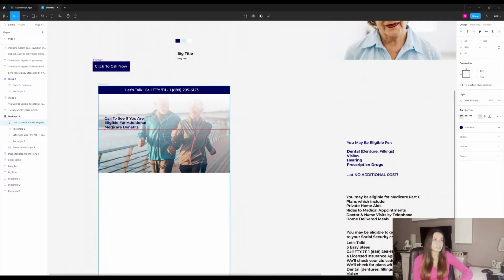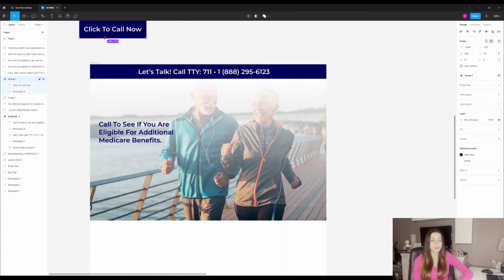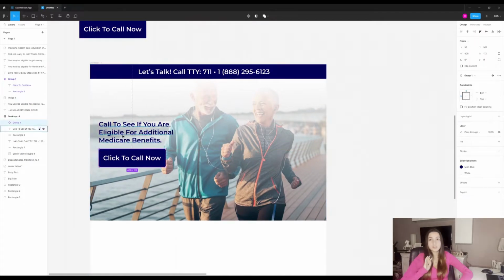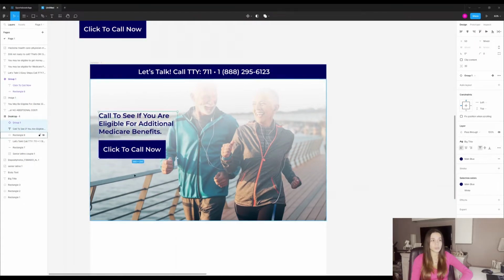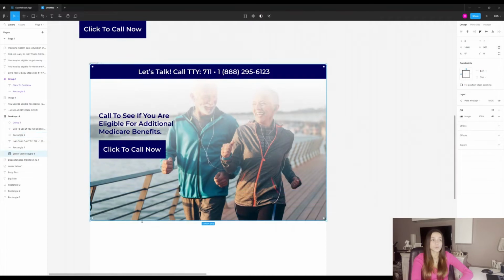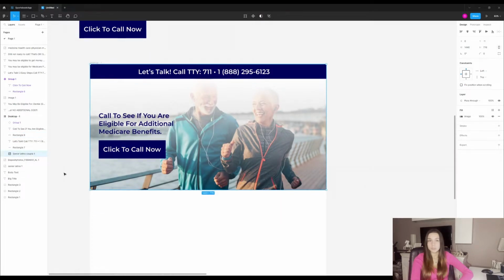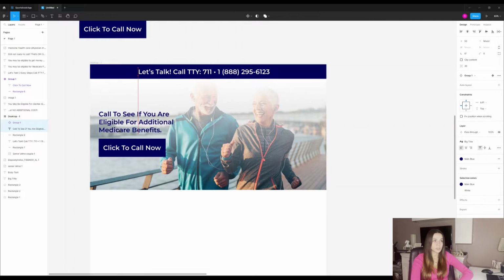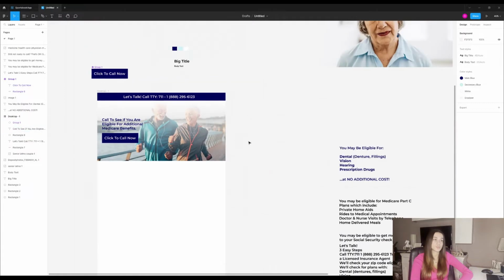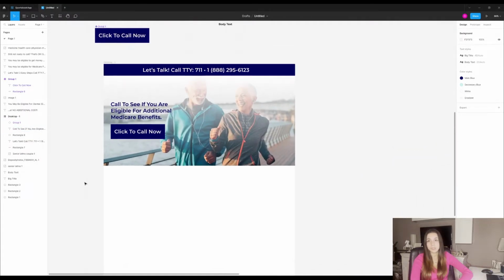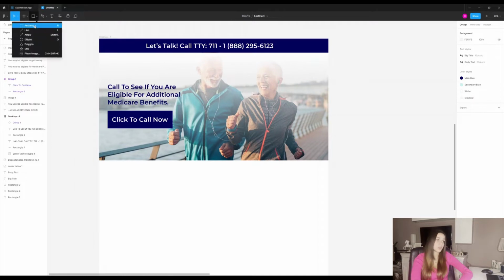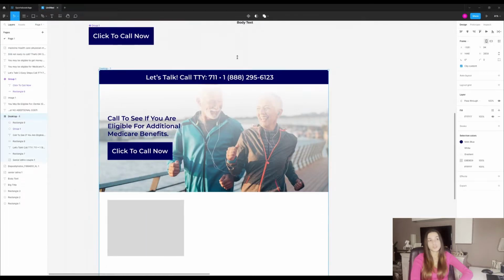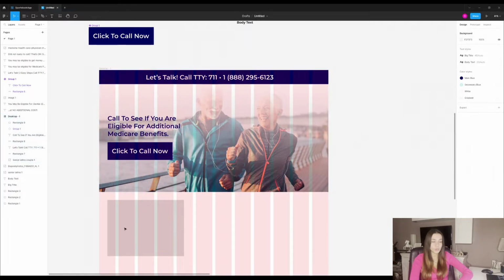My client is called Medicare, and it is a company that helps elderly people grow their health benefits. So I need to consider that my target audience are elderly people. So the font size of the website will be a little bit bigger. The contrast between the colors will be a little bit stronger.